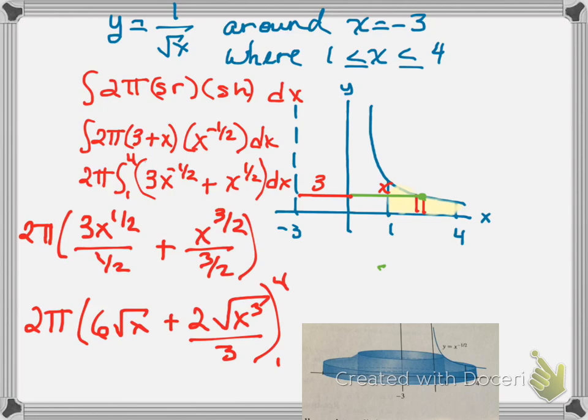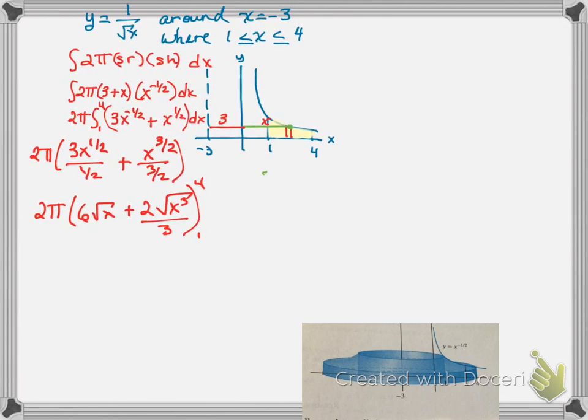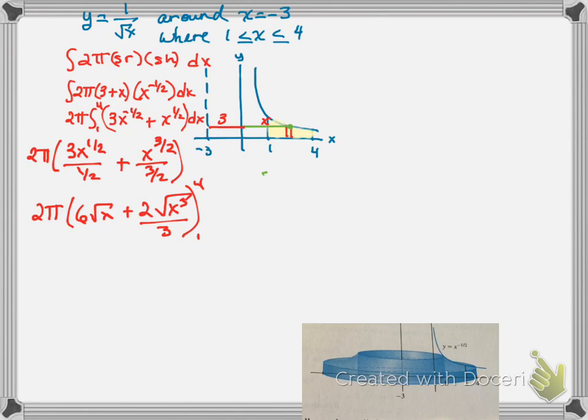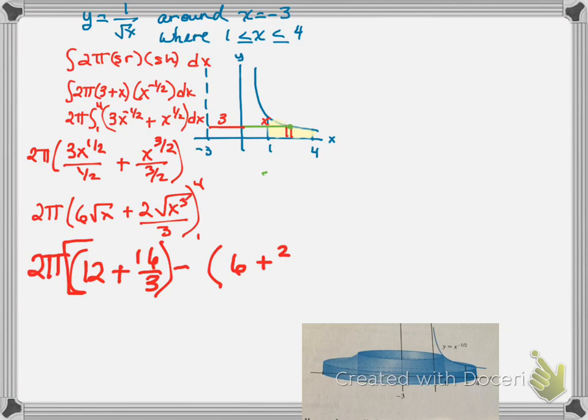So now if we plug in our numbers, plug in the 4 first of all. I've got 2 pi. Plug in square root of 4 is 2, and 2 times 6 is 12. And then I have 4 cubed, which is 64. The square root of 64 is 8. 8 times 2 is 16, so I end up with 16 thirds. Subtract now. Plugging in the 1 would be a 6 plus 2 thirds.